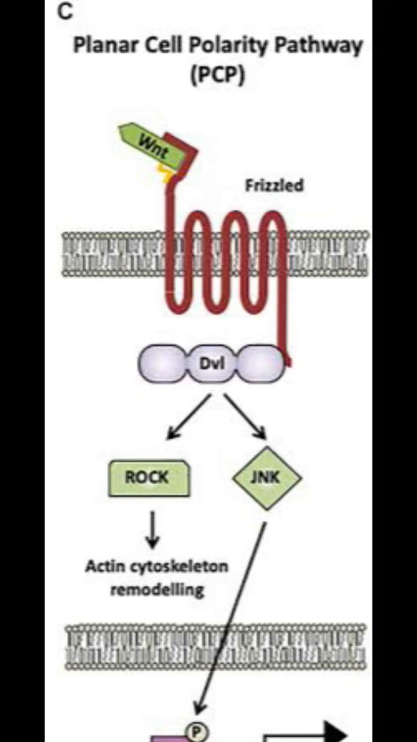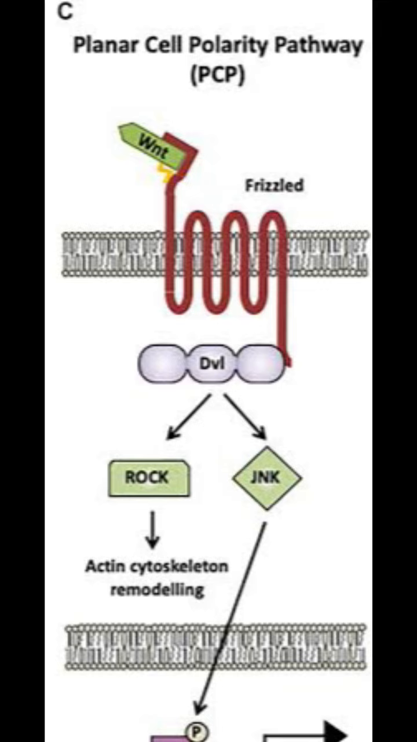The WNT ligand binding: the WNT protein binds to the Frizzled receptor on the cell membrane and this activates the intracellular protein DVL. The DVL recruits and activates small GTPases like Rho, RAC and CDC42, and these molecules in turn activate ROCK, that is the Rho-associated kinase, and JNK, that is c-Jun N-terminal kinase.